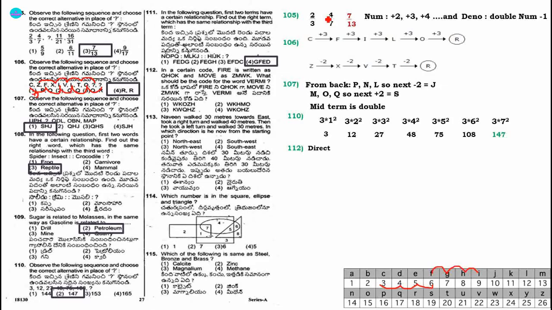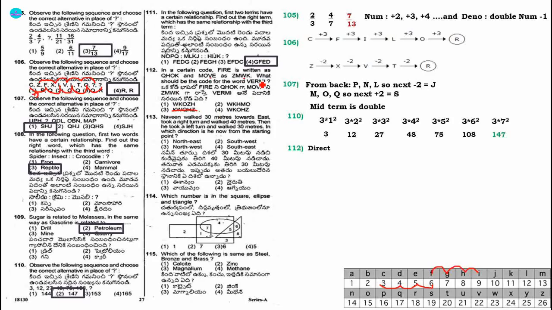Now, question number 112. Fire is written as QHOK, move is written as ZMWK. If we see, we don't get any code here, so it will be direct. V, where is V here? See, last but one, V. So V is written as W. So all the options, cancel out, all start with W. Next, E. E is written as K. So these three are the same.